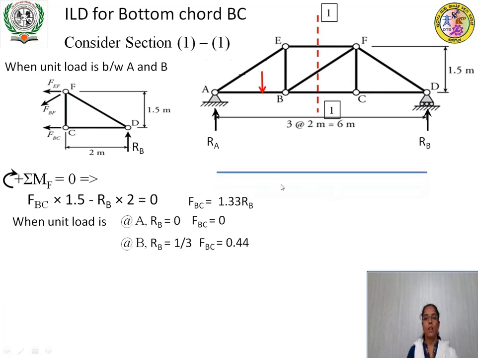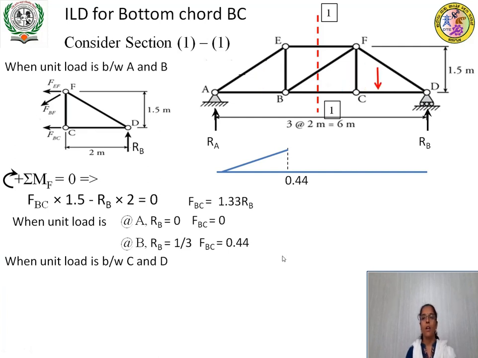Let us draw the variation. This is the baseline. It varies from 0 to 0.44 positive. So, this ordinate is 0.44. Next, when the load is in between CD panel, consider the left part. This is the FBD of the left part.